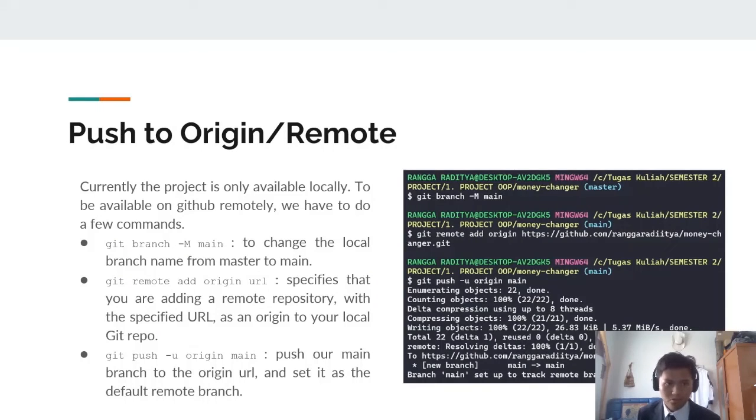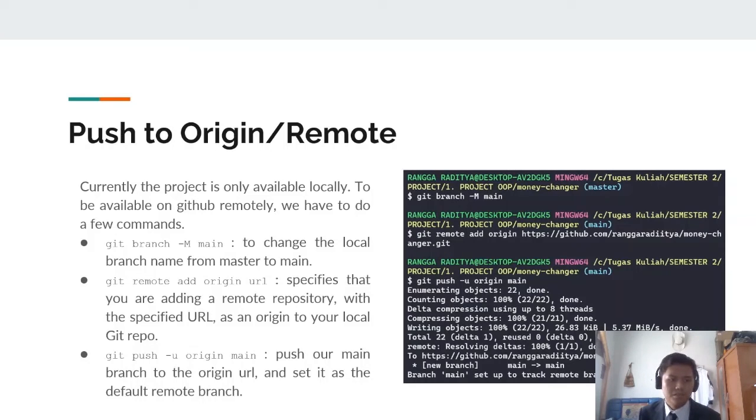Okay, then after that, push to origin or remote in GitHub. Currently, the project is only available locally. To be available on GitHub remotely, we have to do a few commands. The first is git branch -M main, with uppercase M. This is to change the local branch name from master to main, because we want the branch in the local and in the remote to be the same. Because in the remote it is main, we want to change the branch to main.